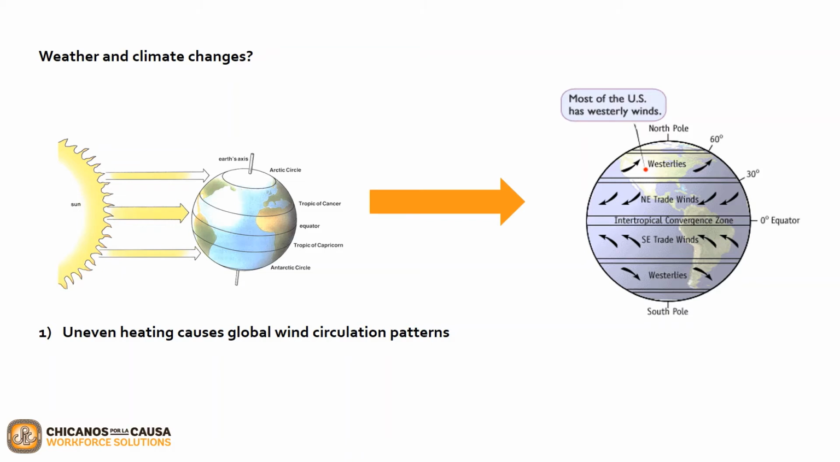The result of this uneven heating causes global wind circulation patterns. So, what does that mean? Well, for one, it means that the warm air at the equator rises, creating an area of low pressure and moves towards the poles. Also, the cold air at the poles sinks, creating an area of high pressure and moving towards the equator, which is the result of prevailing winds in both the northern and southern hemisphere.